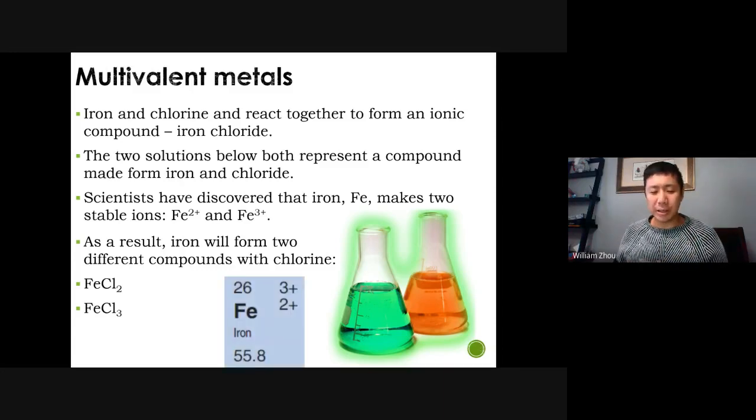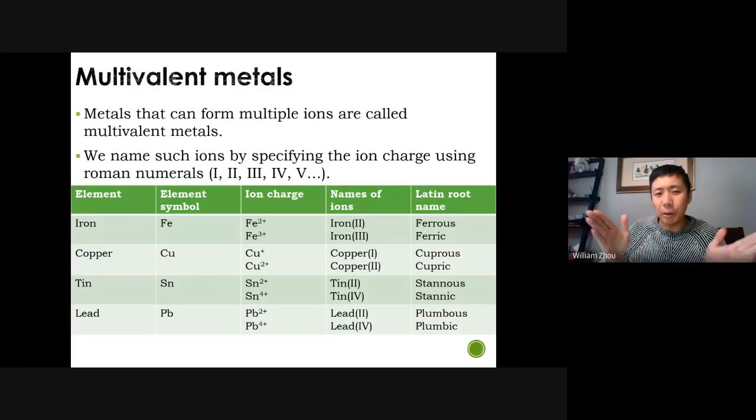If you look on the periodic table and you find iron, you can see in the top right corner a 2+ and a 3+. So some metals can have more than one charge, not all of them. You do not have to memorize which ones, because you always have a periodic table with you. But you do need to be wary that some of them do have it, so make sure you check if you're not sure. Also on the periodic table, the more common ion is placed on top. So 3+ is more common than 2+. That is why 3+ is higher on that table than 2+. But iron makes both. There are many of these multivalent metals, and iron is just one example.